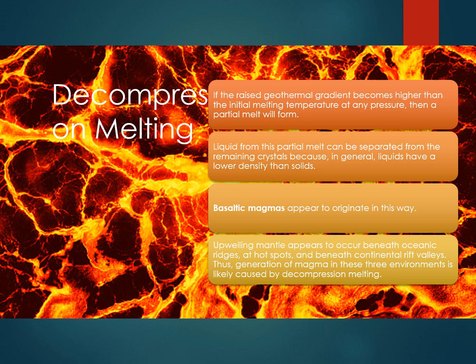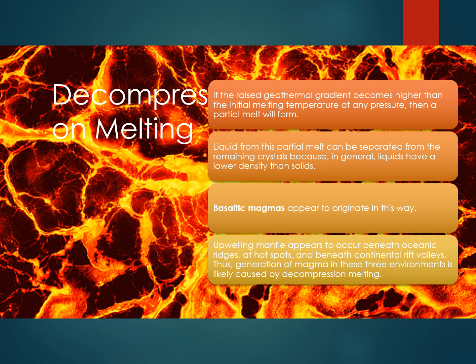If the raised geothermal gradient becomes higher than the initial melting temperature at any pressure, then a partial melt will form. Liquid from this partial melt can be separated from the remaining crystals because, in general, liquids have lower density than solids. Basaltic magma appears to originate in this way.